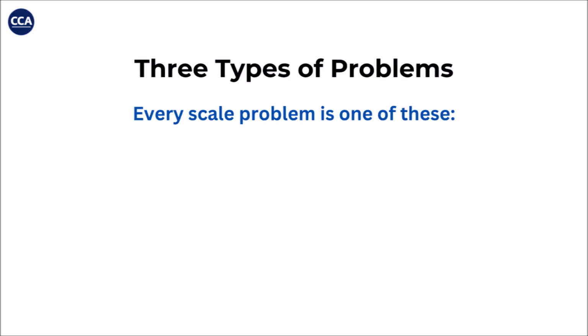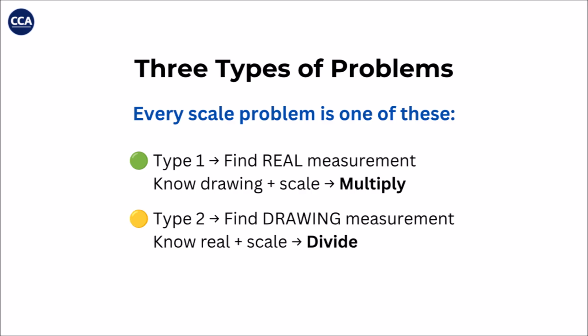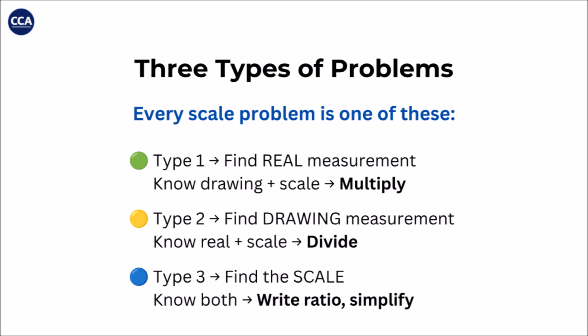Every scale drawing problem is one of 3 types. Type 1. Find the real measurement. You know the drawing measurement and the scale. Multiply the drawing measurement by the scale factor. Type 2. Find the drawing measurement. You know the real measurement and the scale. Divide the real measurement by the scale factor. Type 3. Find the scale. You know both the drawing and real measurements. Write them as a ratio and simplify. Memorize these 3 types. Every scale problem fits one of them.